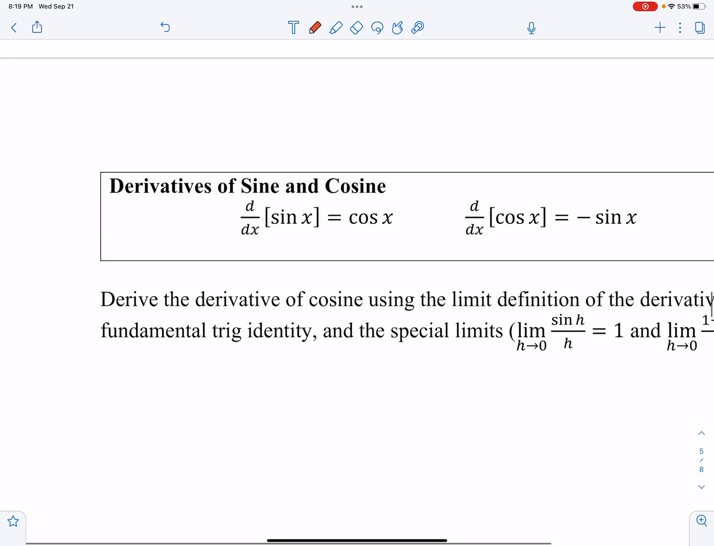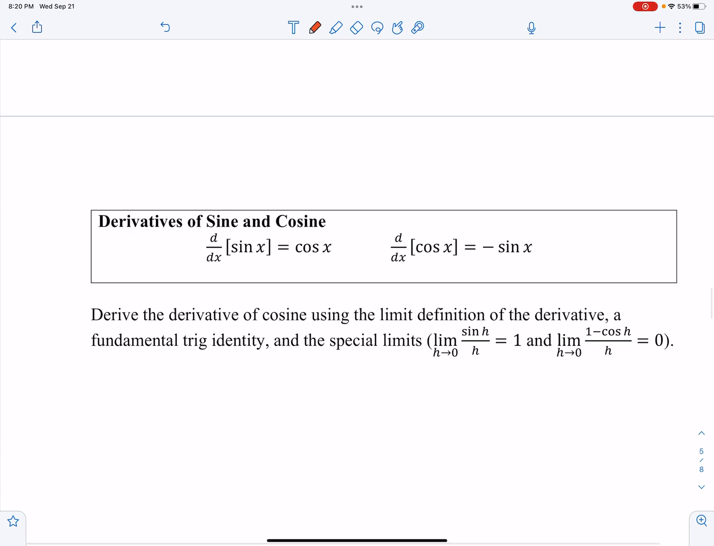Okay, derivatives of sine and cosine. My suggestion, I'm going to show you how to derive the derivative of cosine. The derivation of the derivative of sine is very similar, and it is in your textbook if you're interested. But I'm going to show you how to derive the derivative of cosine using the limit definition. But I would just memorize these. Know that the derivative of sine is cosine. The derivative of cosine is negative sine.